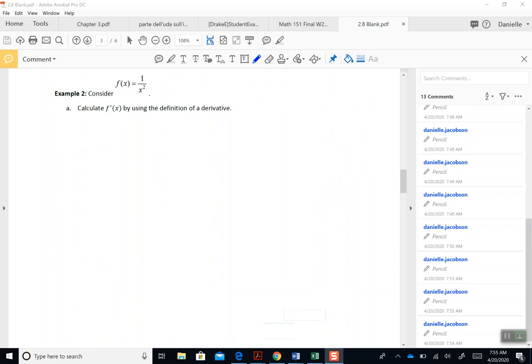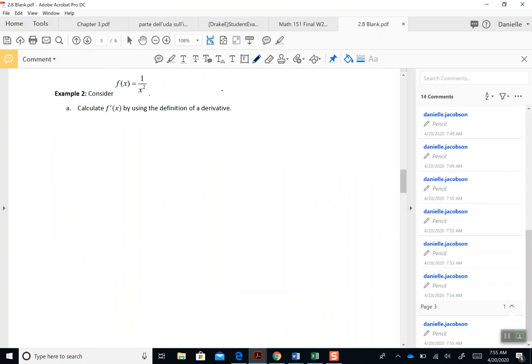All right, next example, we're considering f of x equals 1 over x squared. We want to calculate f prime of x by using the definition of a derivative. So again, I know when it says definition of a derivative, I need to use the limit as h goes to 0 of f of x plus h minus f of x all over h. All right, so let's run that through this function.